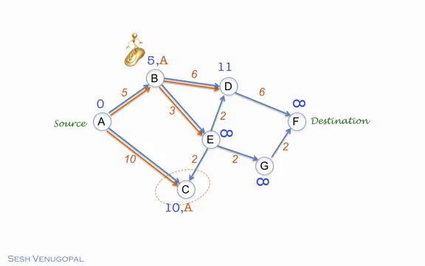And we record the fact that B is the previous vertex to D. Similarly, the distance of E is computed as 8, and its previous vertex is set to B. Since D and E have now been found to be reachable from A, they're both added to the fringe.